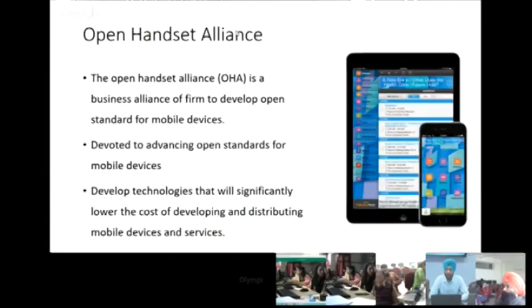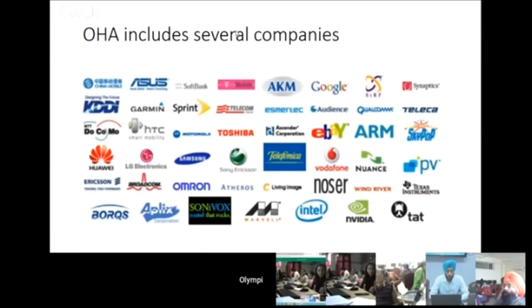This slide tells you about the OHA, that is Open Handset Alliance. Open Handset Alliance is a business alliance of firms to develop open standards for mobile devices only. It is devoted to advancing open standards for mobile devices, so that anybody can code and publish their own apps on the store. It also develops technologies which will significantly lower the cost of developing and distributing mobile devices and services. That's the basic standard which has been opened by the Open Handset Alliance. Also, the Open Handset Alliance includes various companies.